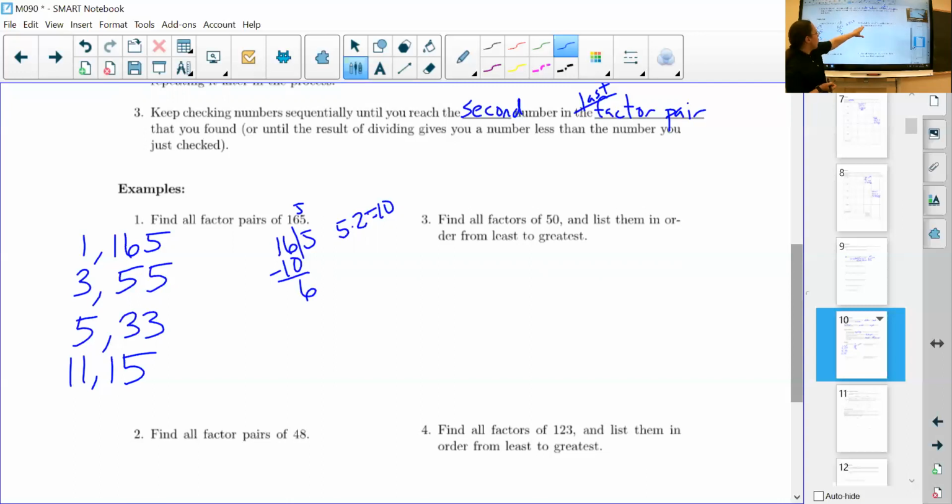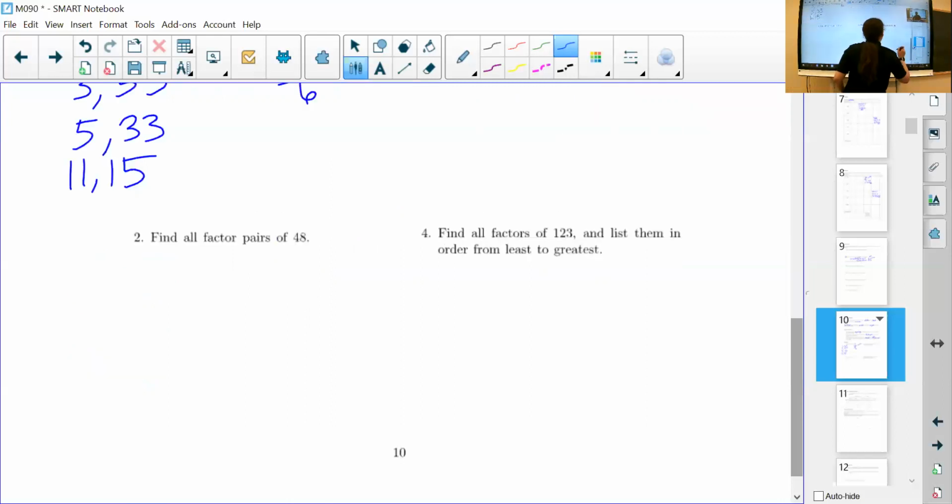Now number 3 and number 4, we're asking not only to find all the factors, but list them from least to greatest. Or you could even do greatest to least. Either one works. So least to greatest, we're just going to start here. If this had the same directions as that, I would just say 1, 3, 5, 11, 15, 33, 55, and 165.